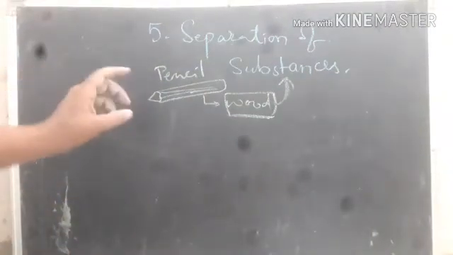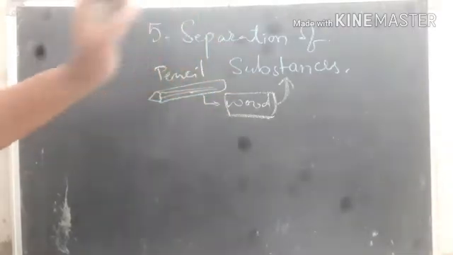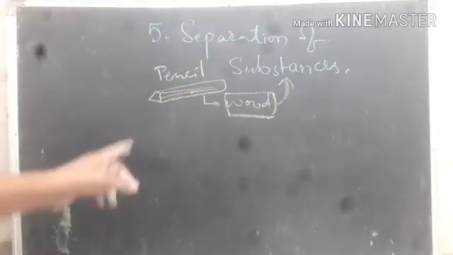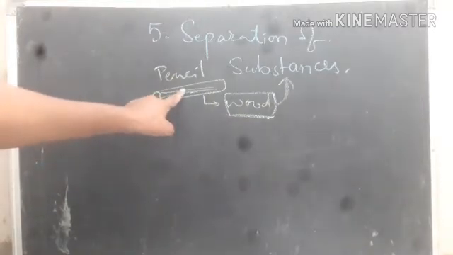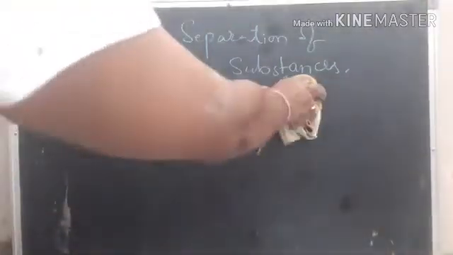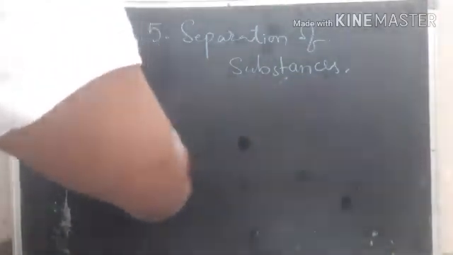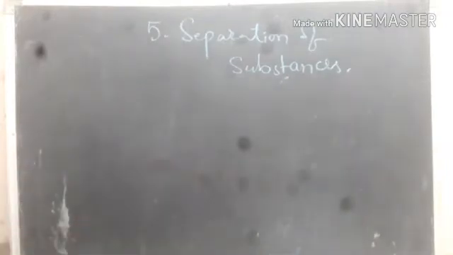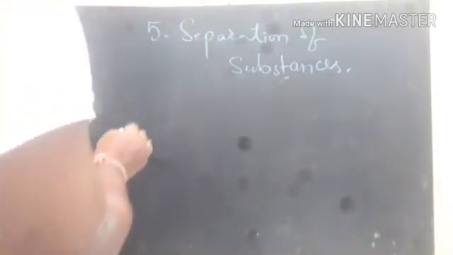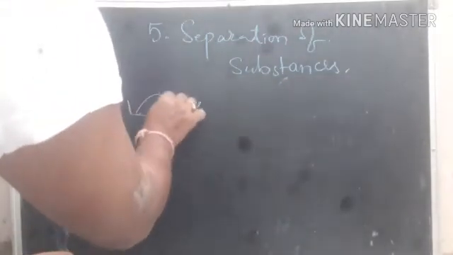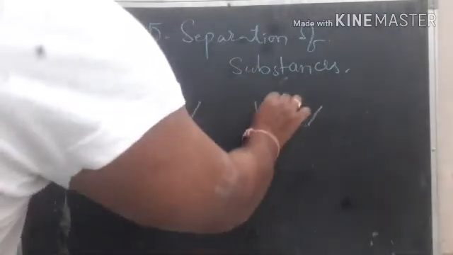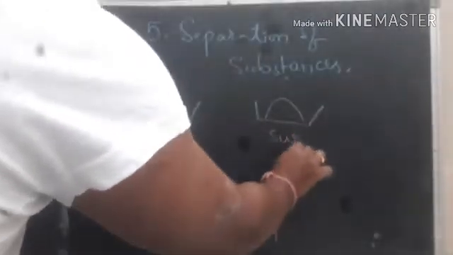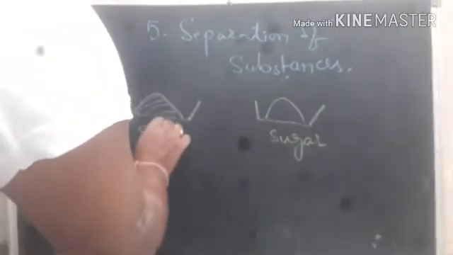Have you understood, children? Every object is made up of a particular substance. Here the pencil is made up of two substances: one is graphite, one is wood. Like that, around us there are many objects which contain these substances. For example, let us take a soil sample, and in another bowl you may take sugar. So here it is sugar and here it is soil.